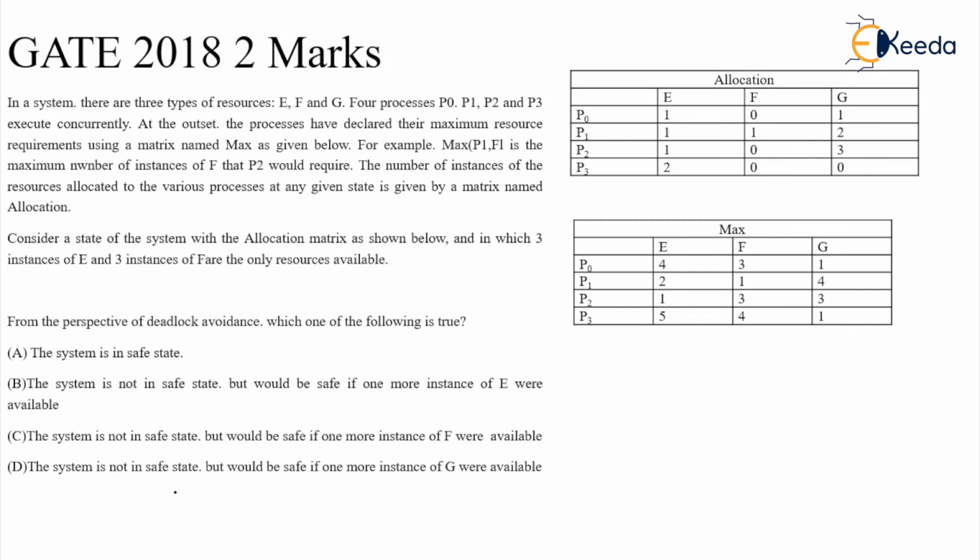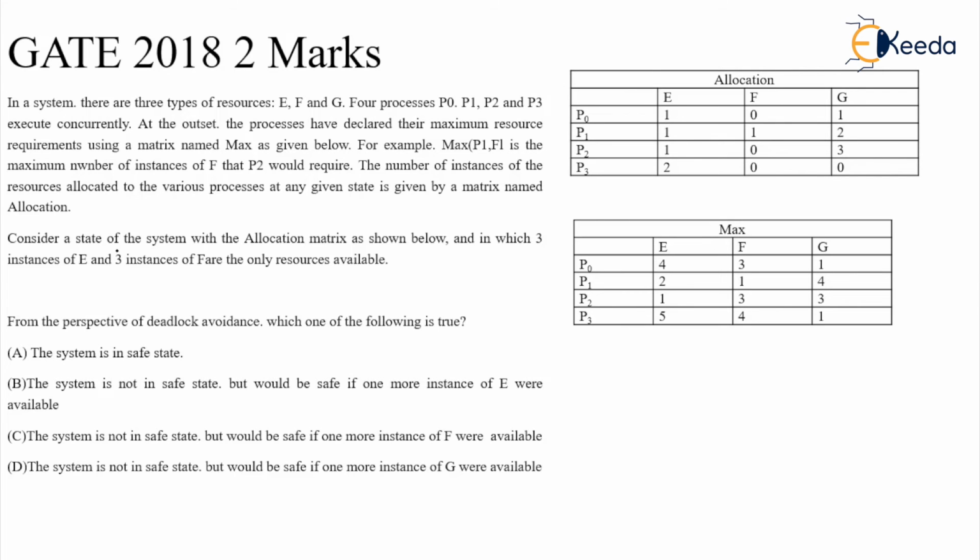Look at here, a 2018 question. In a system there are 3 types of resource: E, F, and G, and 4 processes, P0 to P3. At the outset, the processes have declared their maximum resource requirement using the matrix Max. The number of instances of resources allocated to the various processes at any given state is named the allocation. So there is a max and an allocation.